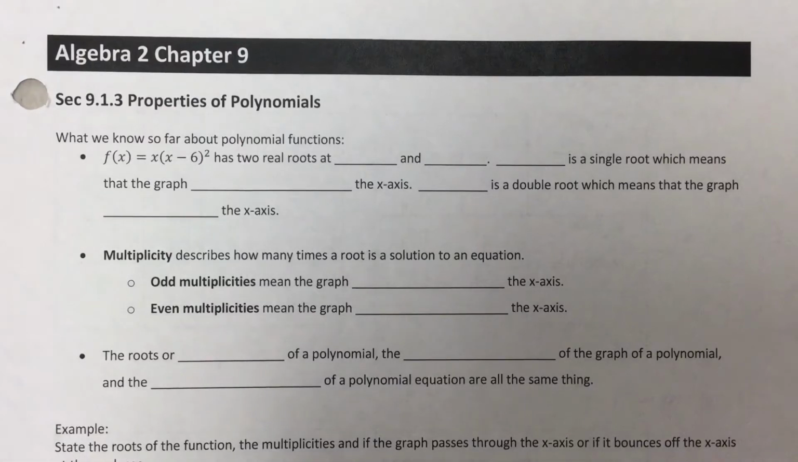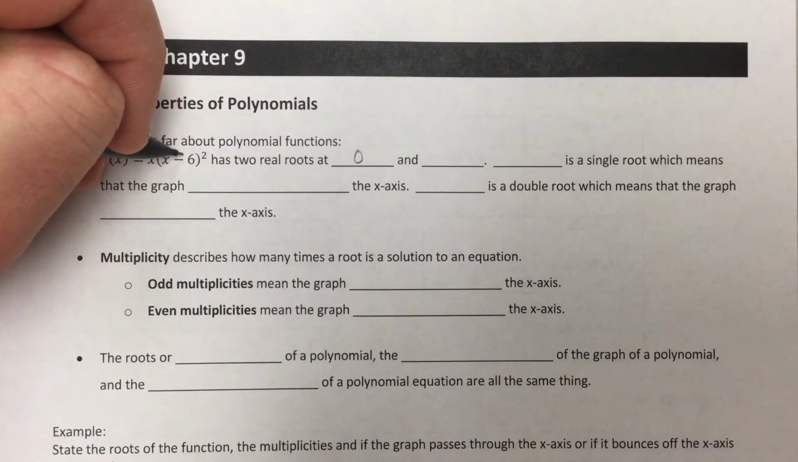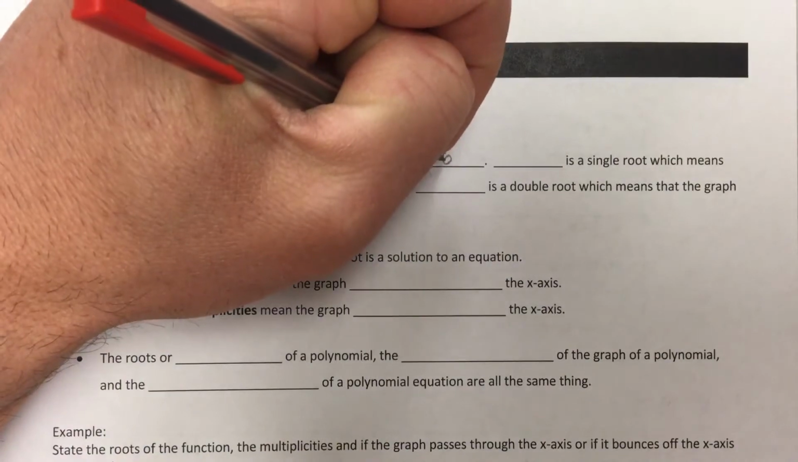Right, we are on to section 9.1.3, and now we're going to look at some properties of polynomials. This is what you should know so far about polynomial functions. If we look at this equation, f of x equals x times (x minus 6) squared, that's going to have two real roots, and those roots would be at 0, because I would set x equal to 0, and then x minus 6 equal to 0 would give me 6.